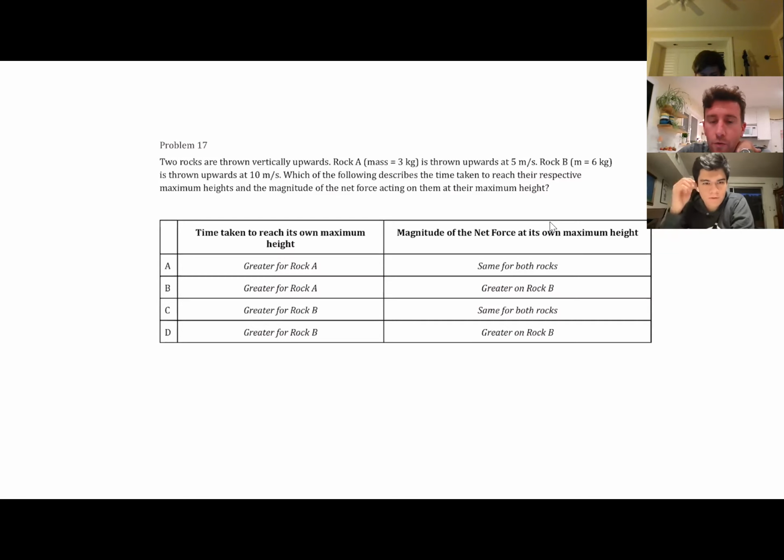So start with the maximum height. Why are you saying greater for rock B? Why do you think rock B would go to a greater maximum height? Because rock B has greater initial velocity, and the acceleration is constant, so it can take more of the acceleration. Good. It is definitely maximum height is greater for rock B because it's going up twice as fast.